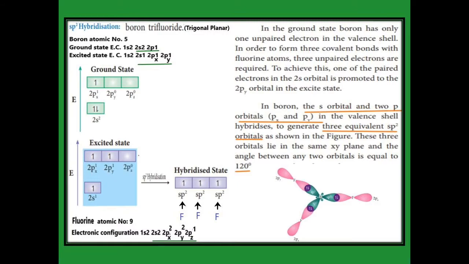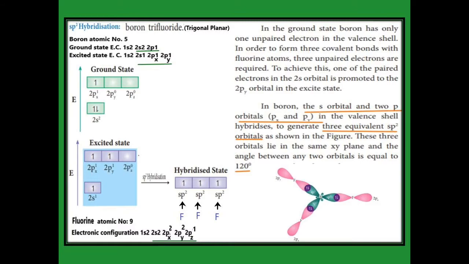Now fluorine. In boron trifluoride, fluorine has atomic number 9, so it contains 9 electrons. The electronic configuration is 1s2, 2s2, 2px2, 2py2 and 2pz1. The 2pz1 electron is going to linearly overlap with the sp2 hybridized orbital of the central boron atom. In boron trifluoride, how many fluorines do we have? 3 fluorines. So each fluorine atom combines with an sp2 hybridized orbital of the boron atom.